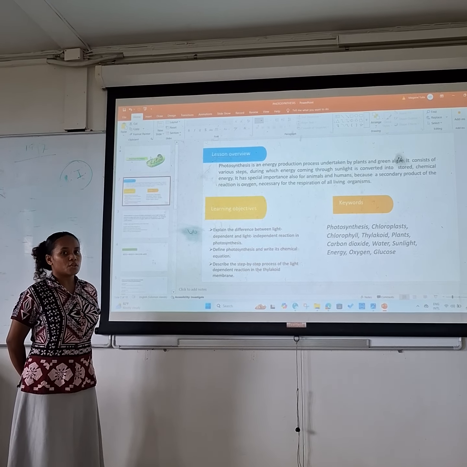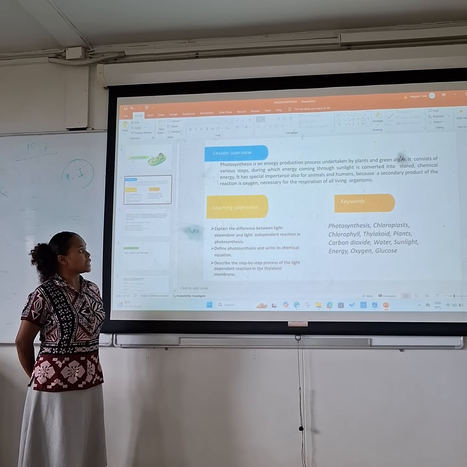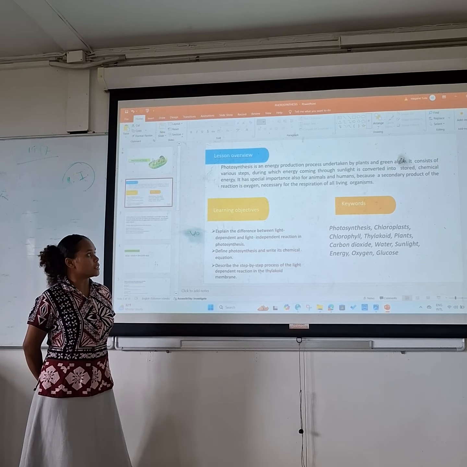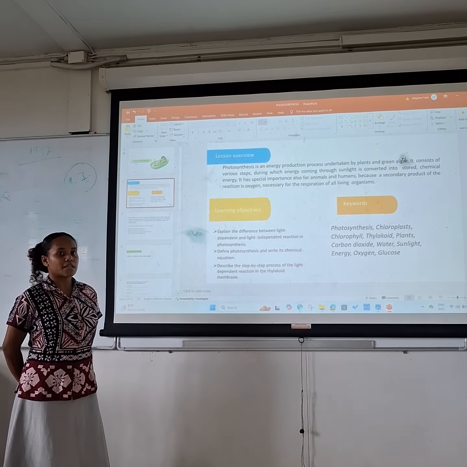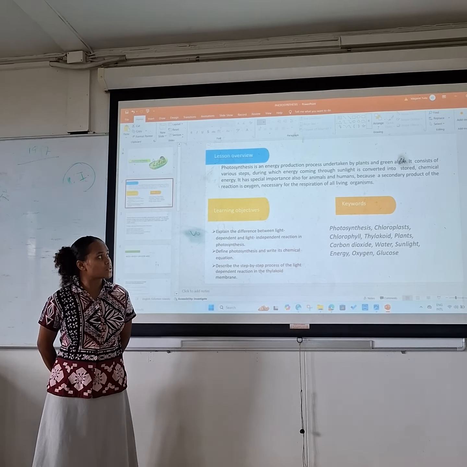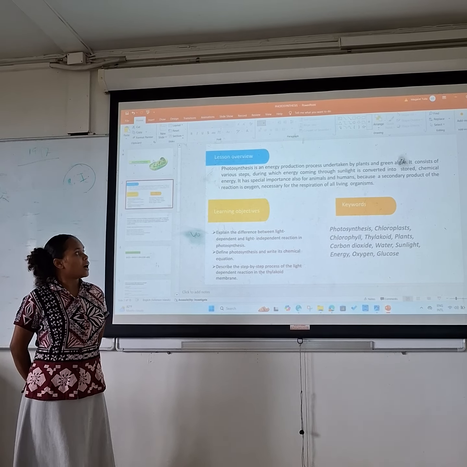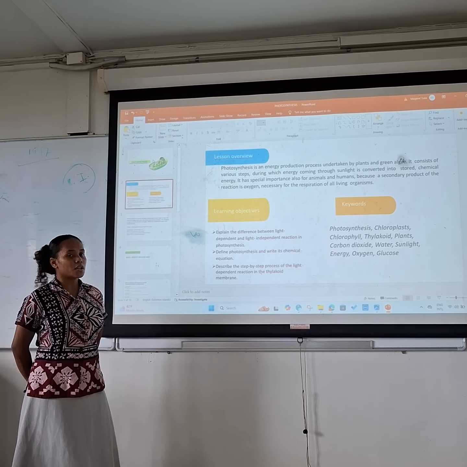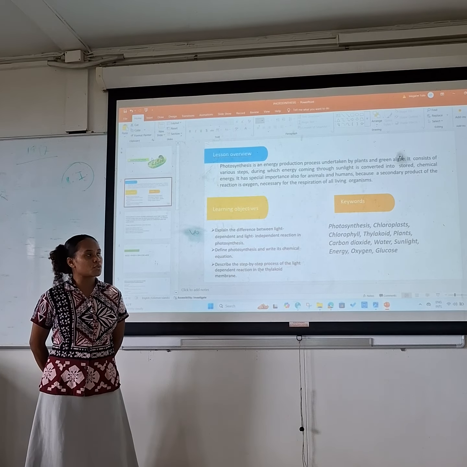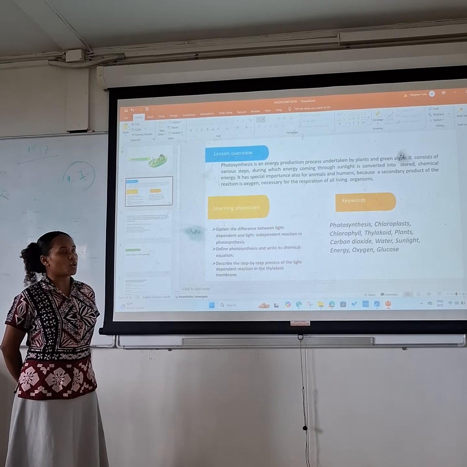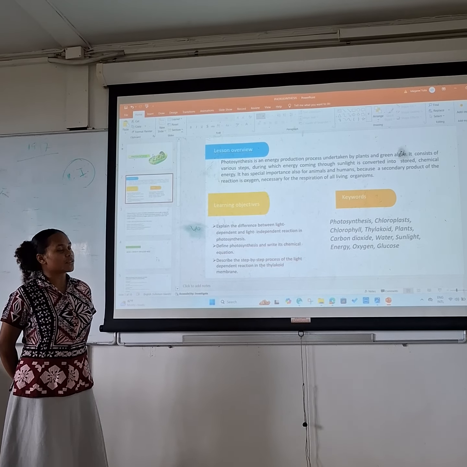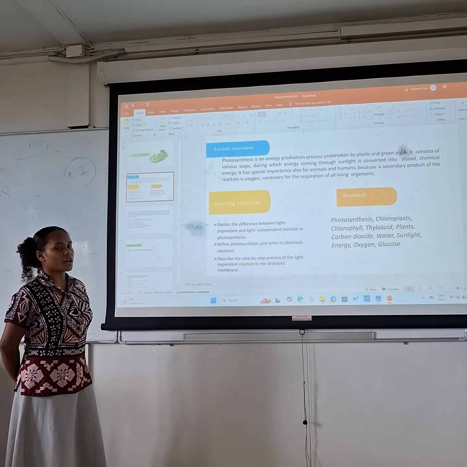For lesson overview, photosynthesis is an energy production process undertaken by plants and algae. It consists of various steps during which energy coming through sunlight is converted into stored chemical energy. It has special importance also for animals and humans because of the secondary product of reaction, oxygen, necessary for the respiration of living organisms.